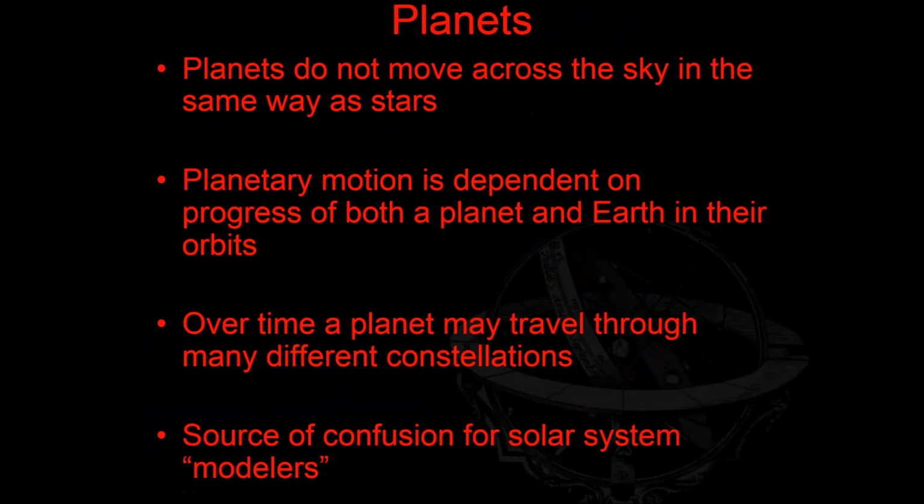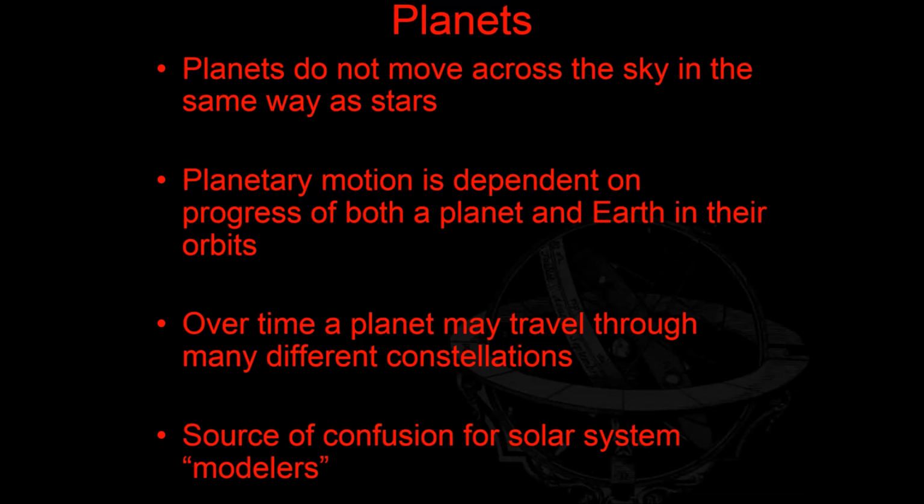So how does this change how planets move in the sky? Well, planets don't move across the sky in the same way that stars do. Planetary motion is dependent on where the planet is in its orbit. It depends on the progress of the planet in question, be it Venus, Mercury, Mars, Jupiter, whatever, and Earth in its orbit. So over time, a planet will be seen to travel through many different constellations.